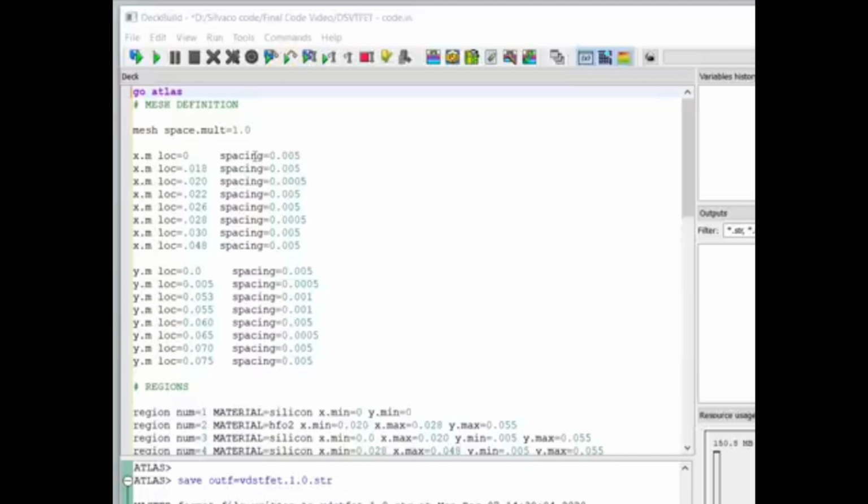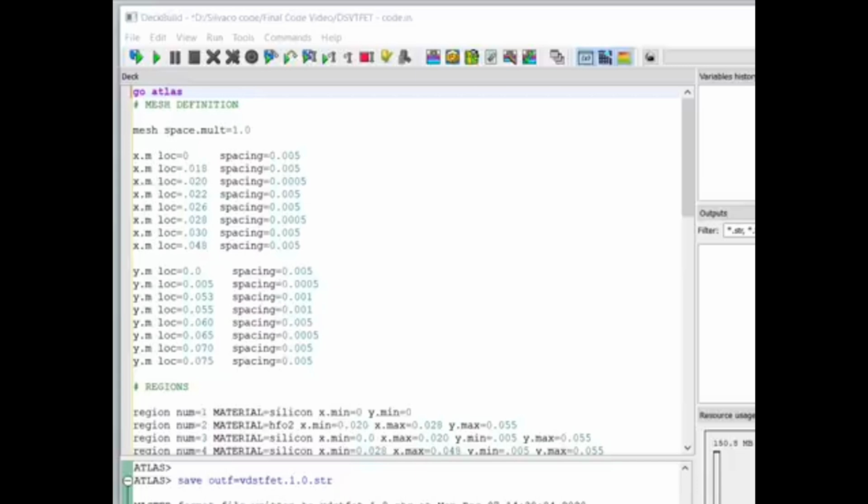At the junction, I am giving fine meshing as compared to other parts of the device. And the Y meshing is starting from 0 and up to 75 nanometer with different spacing. 0.005, this means 5 nanometer, to 0.5 nanometer, 1 nanometer, different values of spacing. After defining the meshing, we have to define the region part.